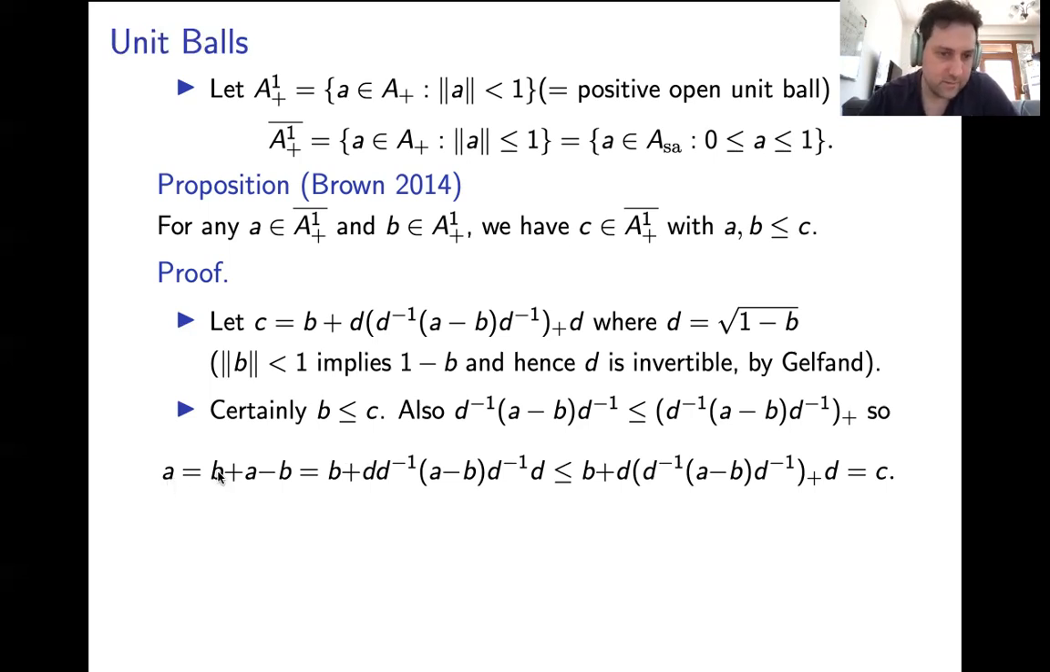Well, A is certainly the same as B plus A minus B. And this is certainly the same as B plus D times D inverse, times A minus B, times D inverse D. And because this middle part here is below its positive part, well, again, that extends to the expression you get by multiplying by D on either side, right? And again, that extends to the expression you get by just adding B on either side. Okay, so we've finally got this expression here, which is exactly how we defined C. So what we've shown is that C is also above A.